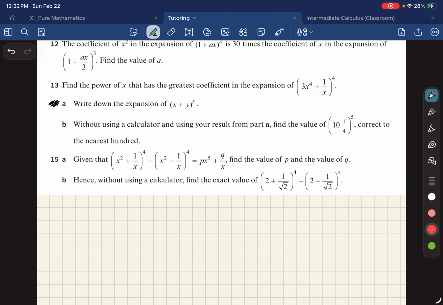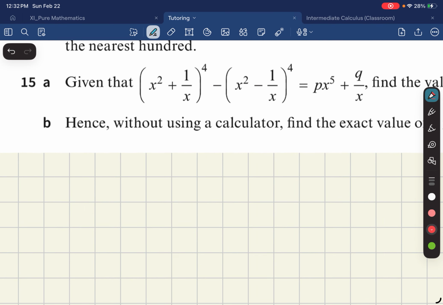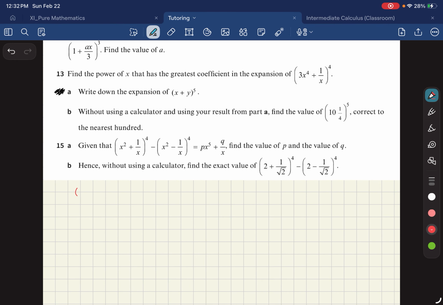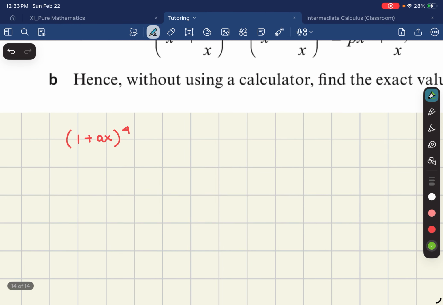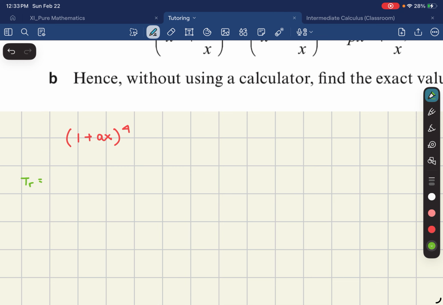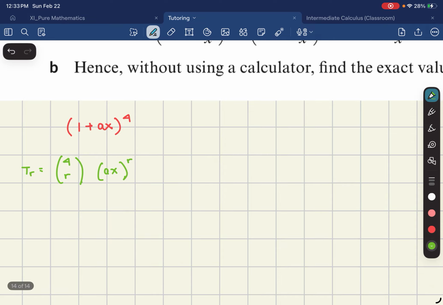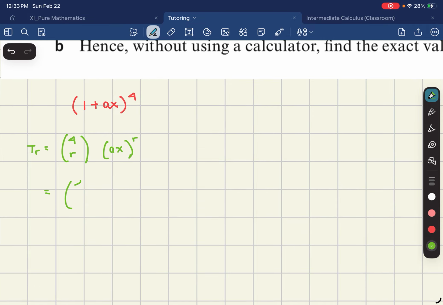So question 12. Now question 12 is the type of question that Cambridge really likes asking. These are very popular questions. So it says the coefficient in the expansion of this. So let's look at, first of all, the expansion of 1 plus ax to the power 4, right? The general term is given by 4 choose r, 1 to the power 4 minus r, that is just going to be 1, so we don't really care. And we have ax to the power r, because ax is the second term. So this simplifies to 4 choose r, a to the power r, x to the power r.